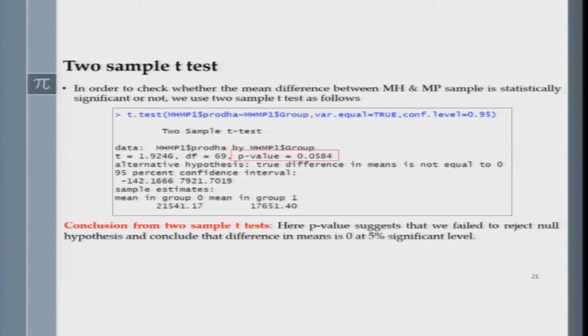Or you can be a bit traditional, you say okay, this is above 0.05, so I am not going to reject my null hypothesis. Of course, then your alpha that you have decided is 0.05, so that is 5% level of significance.